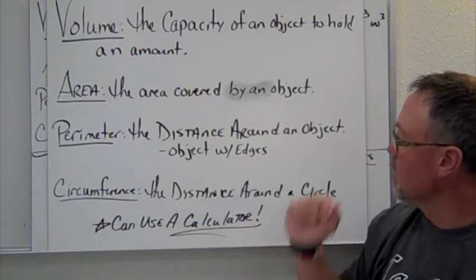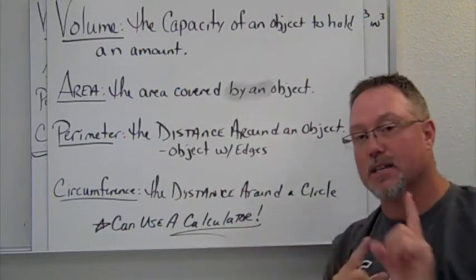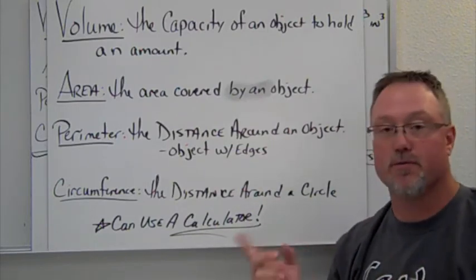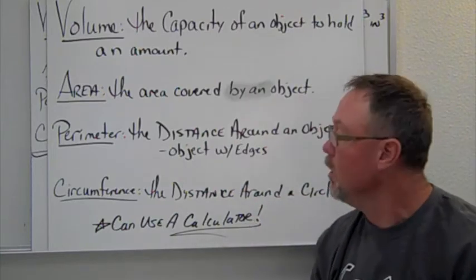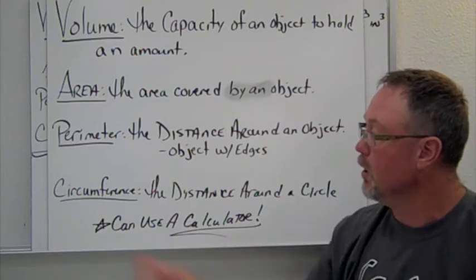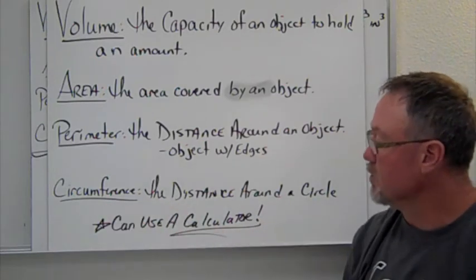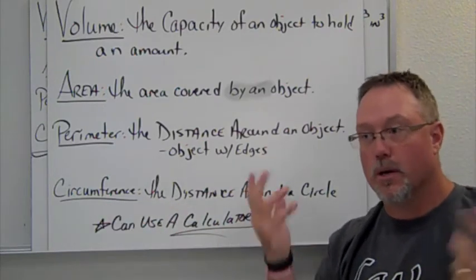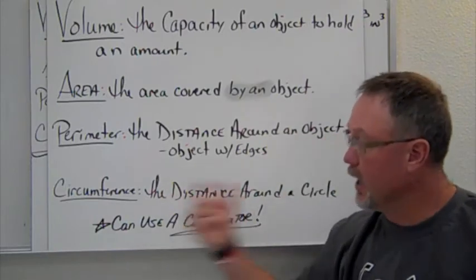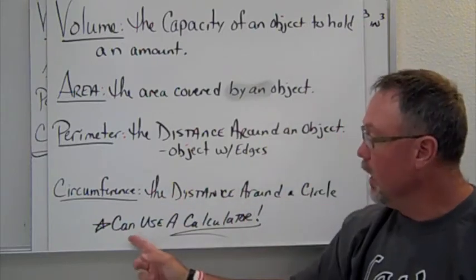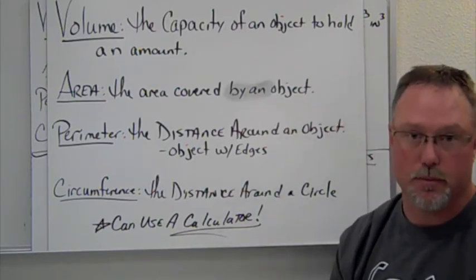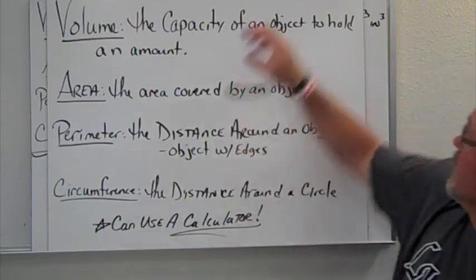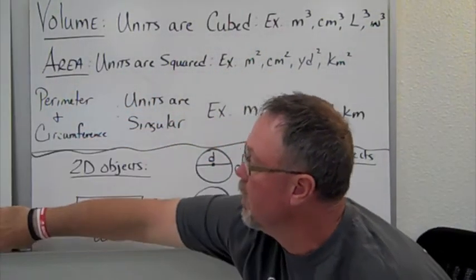Perimeter, the distance around an object. This is an object that has edges, so if you think about putting edging on your walls or a fence in your yard, you're looking at something for perimeter. Circumference is the distance around a circle. So anything circular, you'll be asked to find the circumference of this. For this section, I'm going to allow you to use a calculator just because the numbers could be pretty large and different things like that. So enjoy that part of it.